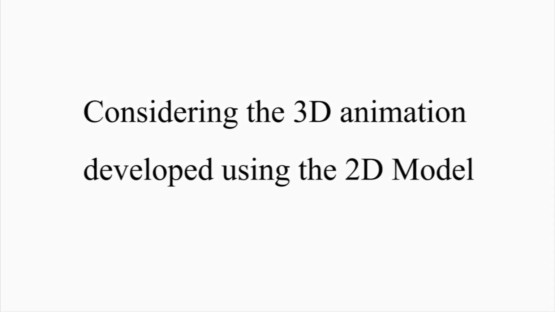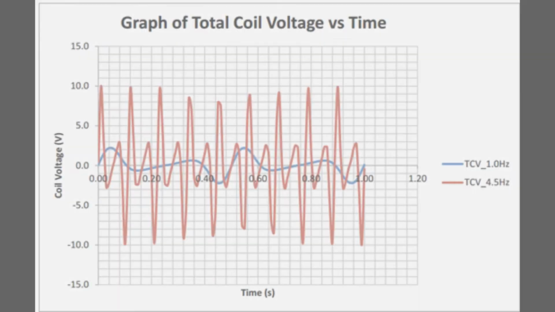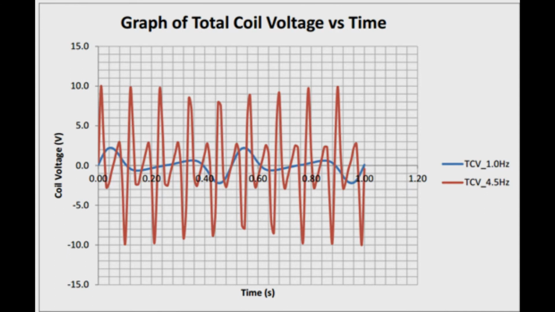Using the 2D model, a 3D animation was generated via COMSOL. Here, the magnet was simulated to oscillate at a frequency of 4.5 Hz, which is the maximum frequency at which a human can gesticulate in one plane. From this, simulated results were obtained for induced coil voltages as well as total magnetic energy produced from the system. Voltage versus time was plotted from the simulation.